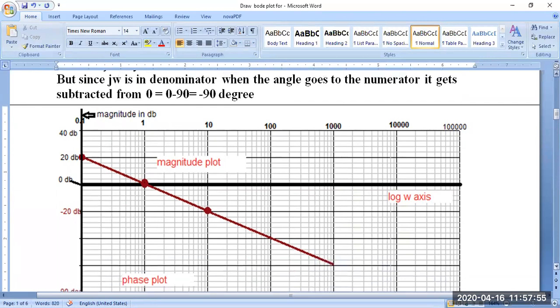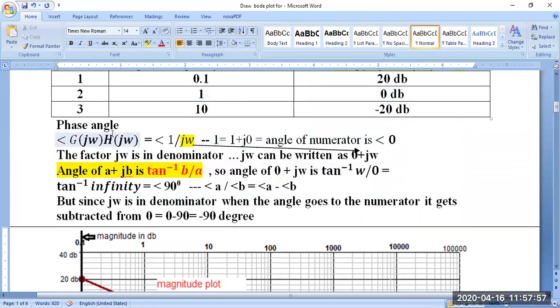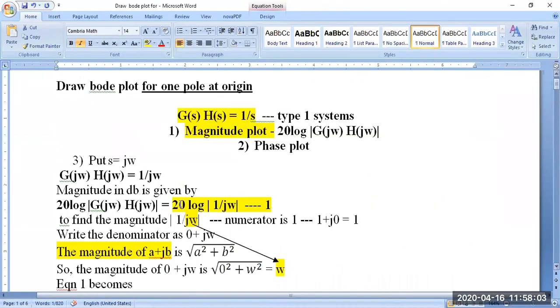Now see the phase plot. Now the phase angle of G of j omega into H of j omega. Now what is G of j omega into H of j omega? We have seen, G of S into H of S is 1 upon S, and we have put S equal to j omega. So G of j omega into H of j omega is 1 upon j omega for this problem.